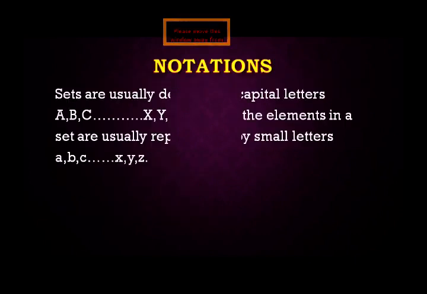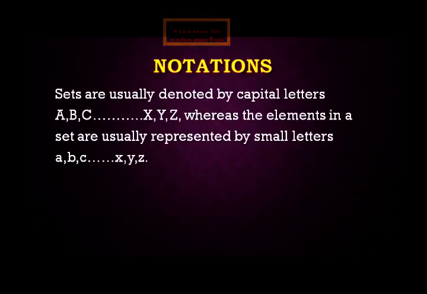Now, notations. Sets are usually denoted by capital letters. We always denote the set by capital letters. Letters could be A, B, C, X, Y, Z, M, N, O, P, whatever it will be. But we always denote the set by capital letters. Whereas the elements in a set are usually represented by small letters. Understood that notation? We denote sets by capital letters, but the elements, we denote by small letters.